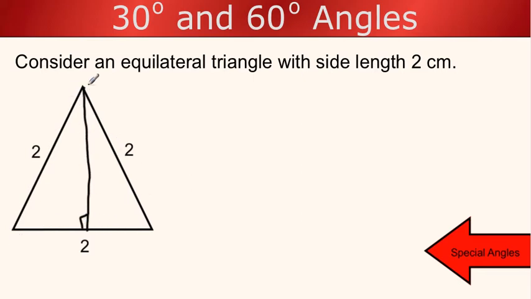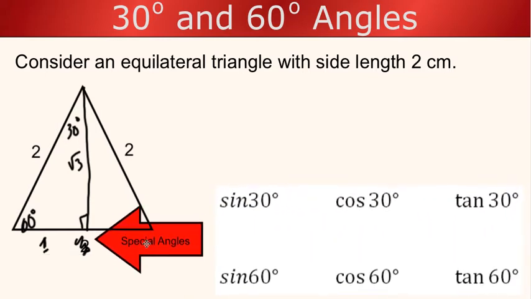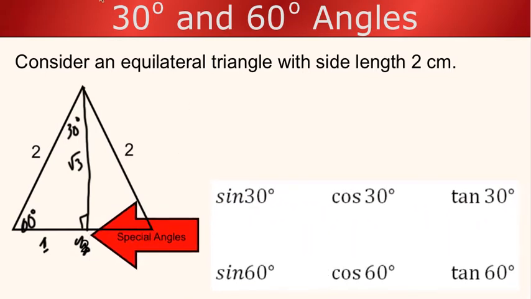Since this was an equilateral triangle, all these angles were 60. This one is still 60. We cut it, so this angle is 30. Since we cut it here, this side length is a 1. And now looking at this right triangle, by Pythagorean theorem, we can find that this is the square root of 3. And now we're ready to write our ratios. Sometimes you get quicker at drawing that triangle when coming up with these angles.